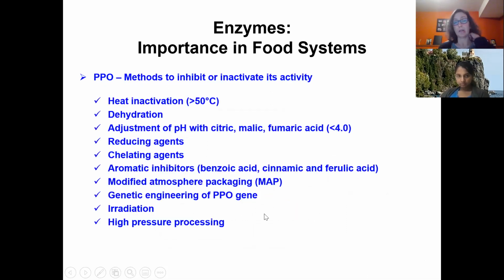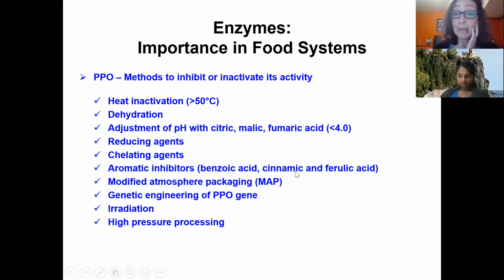So there are so many methods that have been investigated to inhibit this polyphenol oxidase because of its impact on the loss of these produce. Heat inactivation, but you don't want to eat the cooked apple. Dehydration, not always do you want to eat a dried fruit or vegetable, but still it reduces the browning. Making it acidic, adjustment of the pH, so oxidation is not favorable at acidic pH. Reducing agents, chelating agents that would catch the methyl group that would enhance oxidation.